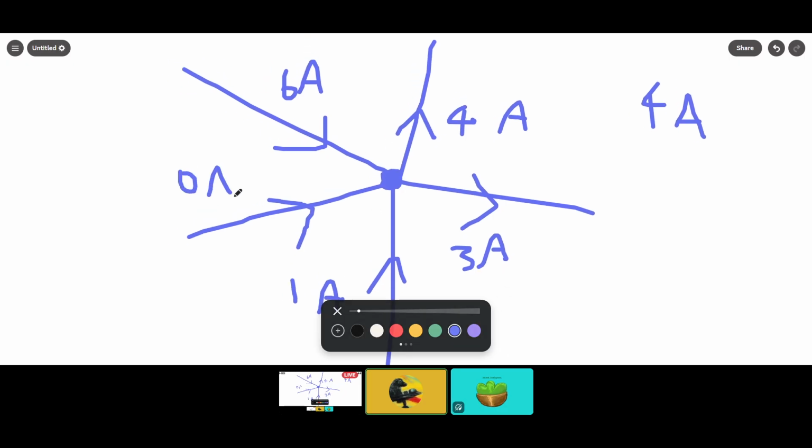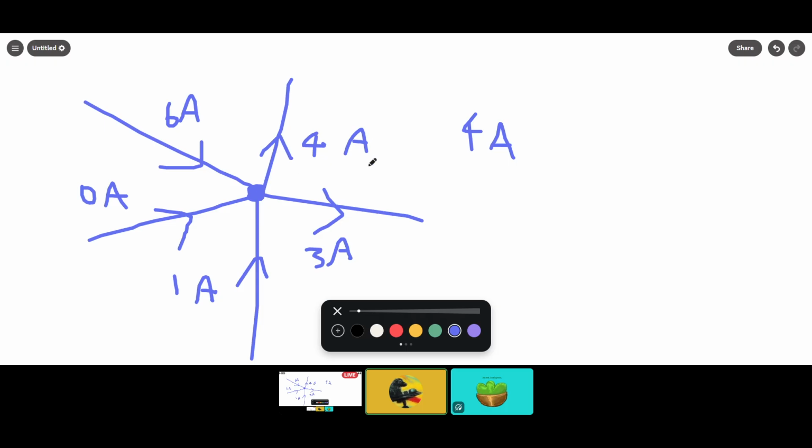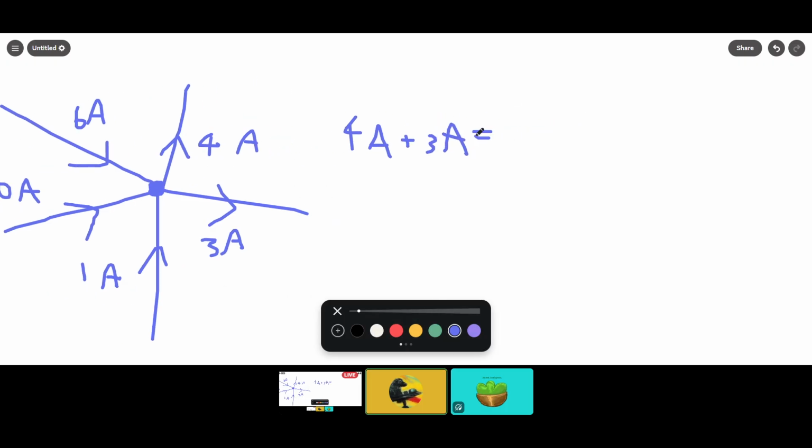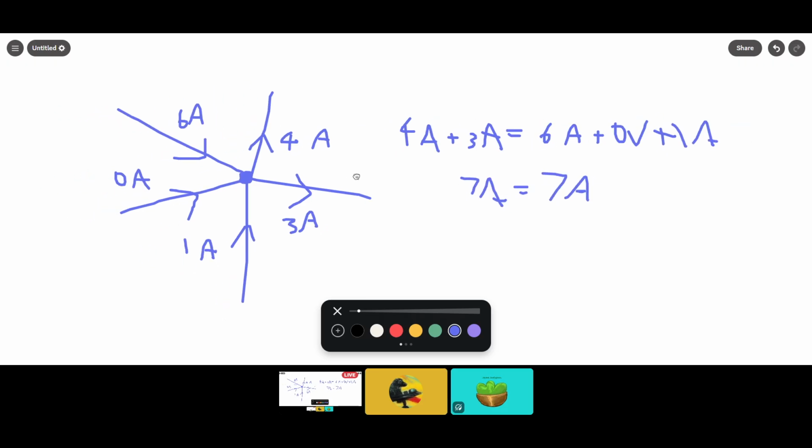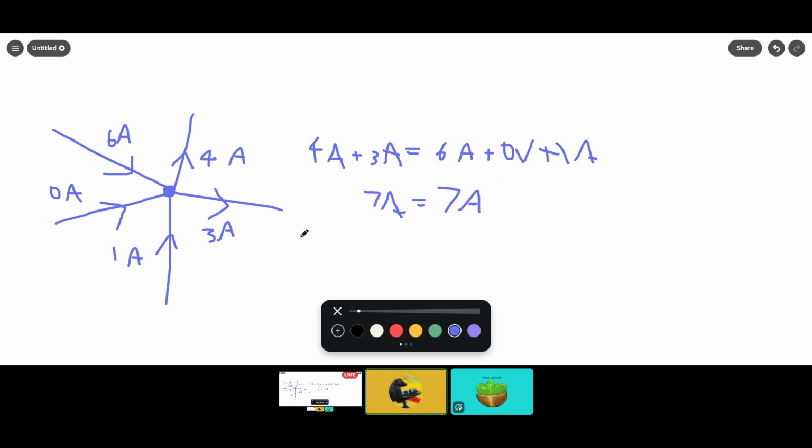Oh yeah, this has to be 0 amps. So current going out of the node is 4 amps plus 3 amps. Current going into the node is 6 amps plus 0 amps plus 1 amp. So it will be 7 amps is equal to 7 amps, and then we see that this holds true. So KCL, to summarize, states that the current going into a node is equal to the current going out of a node.